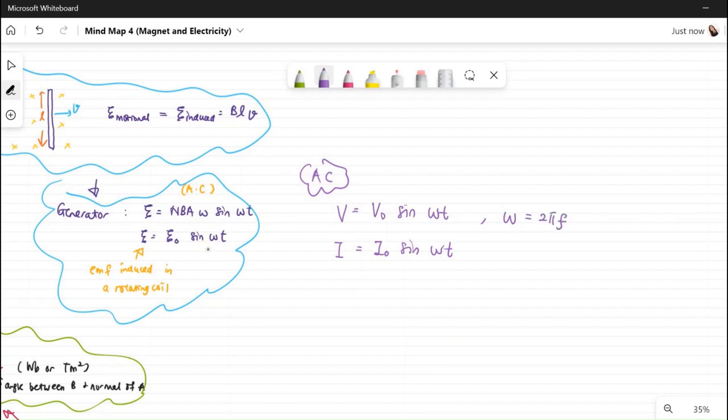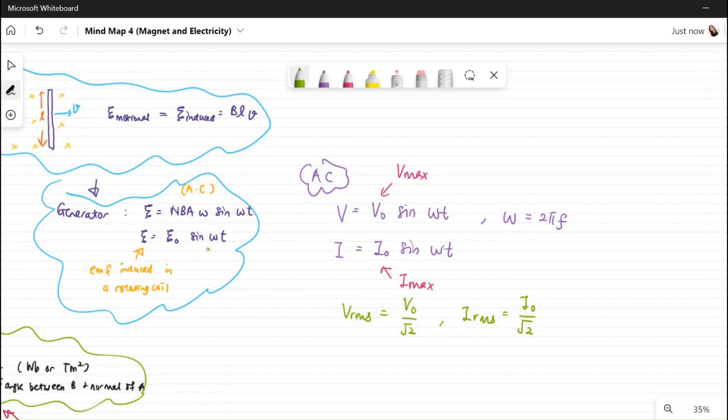Right? And this V naught stands for the maximum value of voltage, and the I naught stands for the maximum value of current. So what is the relation between the maximum value and the RMS value? V RMS is equal to V maximum divided by square root of 2, and I RMS is equal to I maximum divided by root 2. I'm using the naught to represent the maximum value.